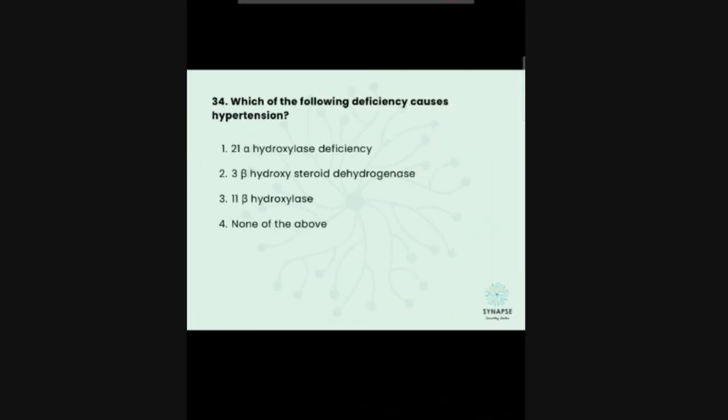Okay. Next. Which of the following deficiencies causes hypertension? Already we have seen two enzymes, 11 beta hydroxylase and 17 alpha hydroxylase. So only these enzymes cause hypertension. The option here is 11 beta hydroxylase.